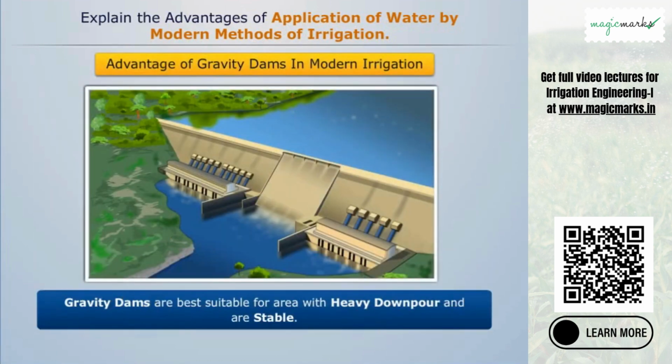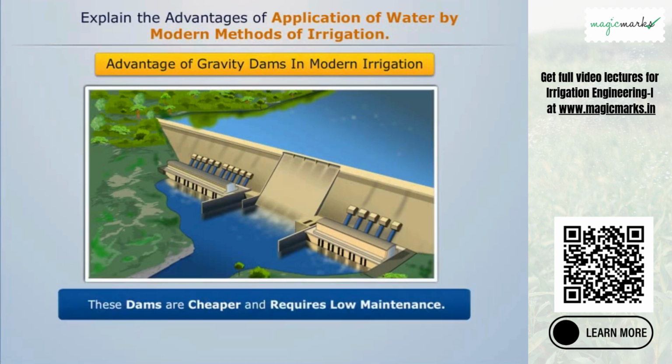Gravity dams are best suitable for areas with heavy downpour and are stable. These dams are cheaper and require low maintenance.